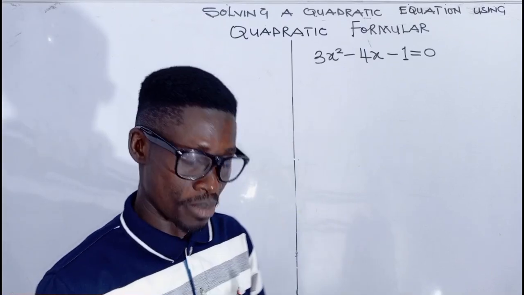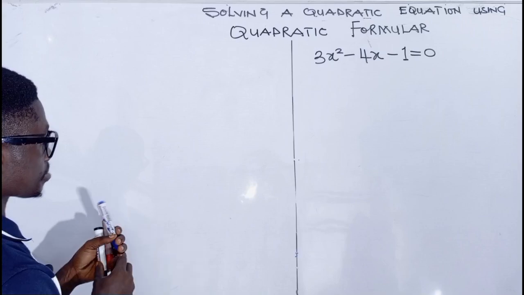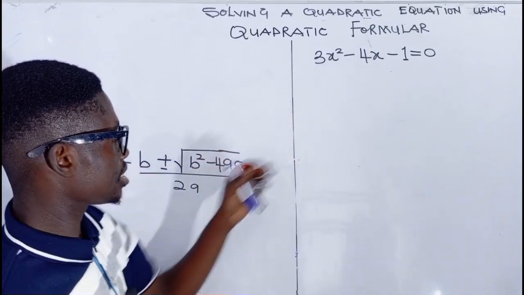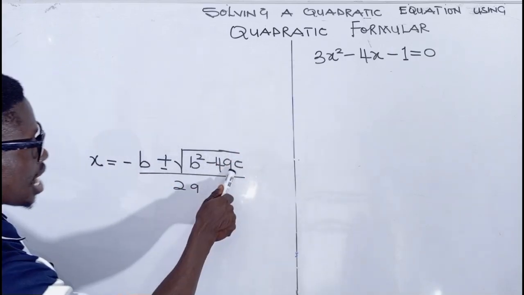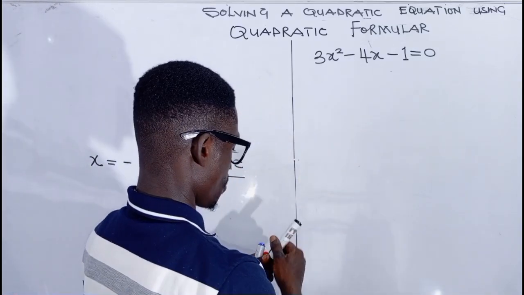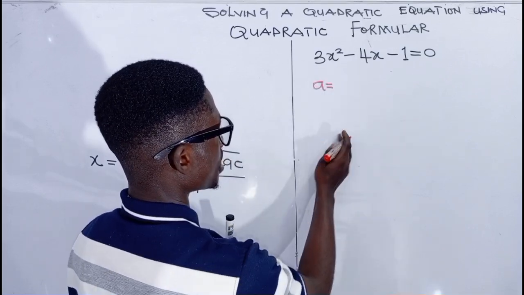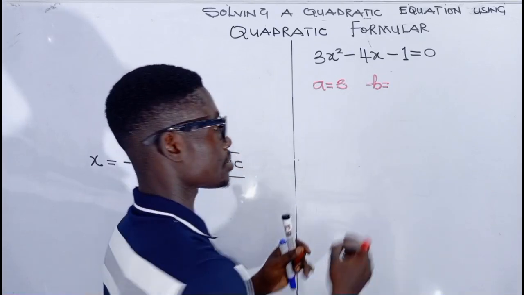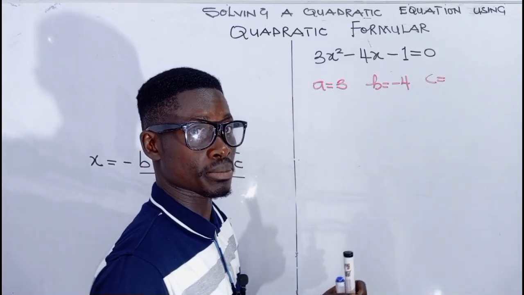You know that the quadratic formula is of the form... So to solve this equation using this quadratic formula, what we are going to do is to identify our A, our B, and then our C from the quadratic equation. So with this equation, our A is the coefficient of x squared, which is 3. Our B is the coefficient of x, which is minus 4. And then our C is the constant, which is minus 1.